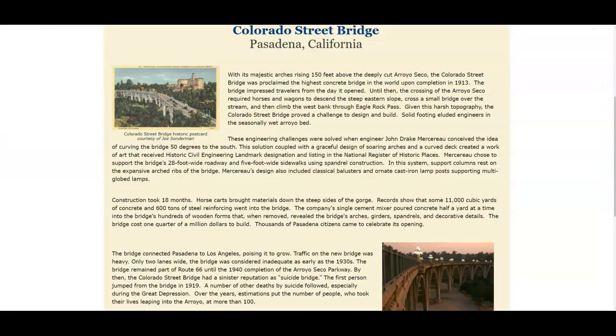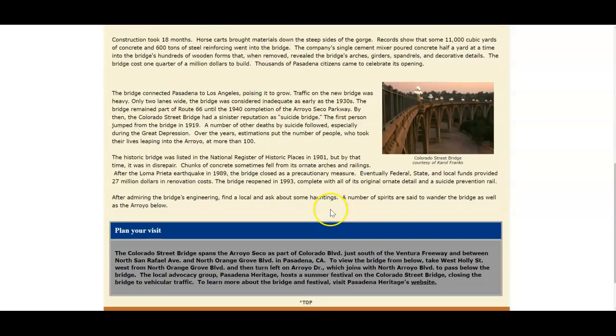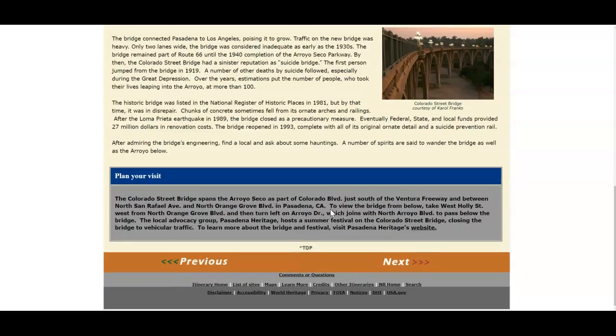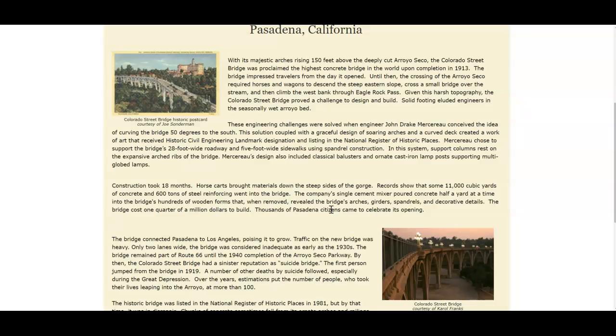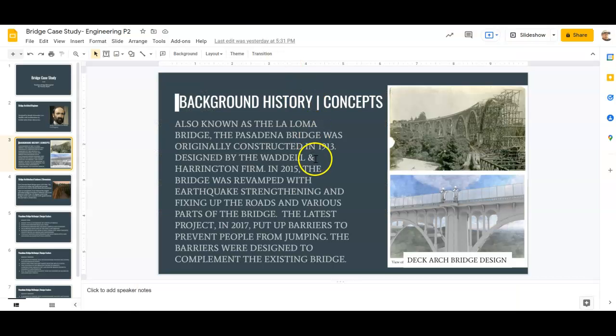And according to this article, there were some modifications. I didn't only just use this article to do research. I looked up other places as well. And so I urge you to do the same. So in class, we did come up with other information. So this was designed by Waddell and Harrington firm. I guess Waddell had another partner by the last name of Harrington, and they had a firm together.